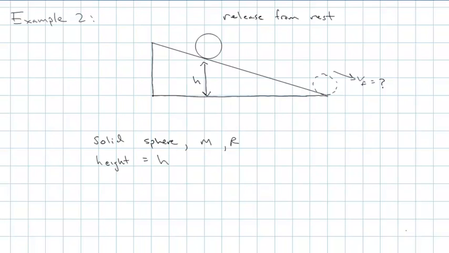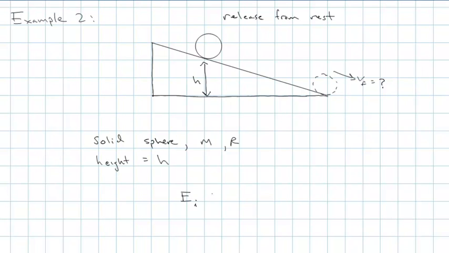Let's look at a problem with something rolling. Let's make it a solid sphere rolling down a hill. It has a mass m, a radius r, and it starts a height h above some level below, and we want to know, if we release it from rest, how fast is it moving, translating, when it gets to the bottom of the hill, a height h below where it started.